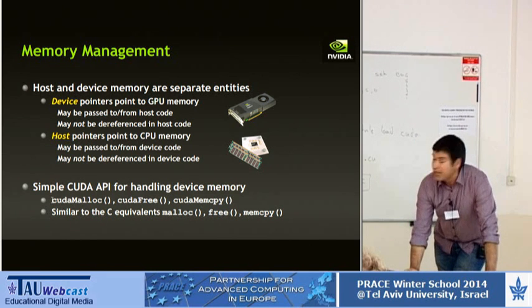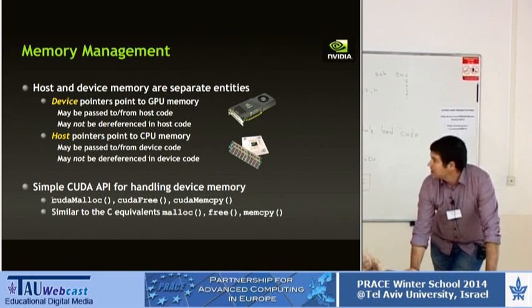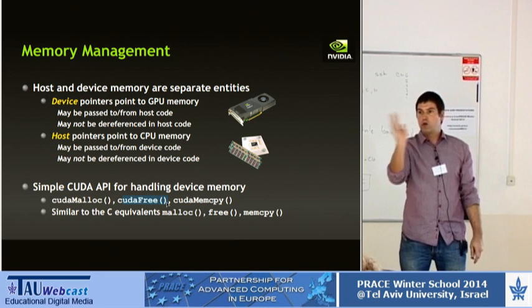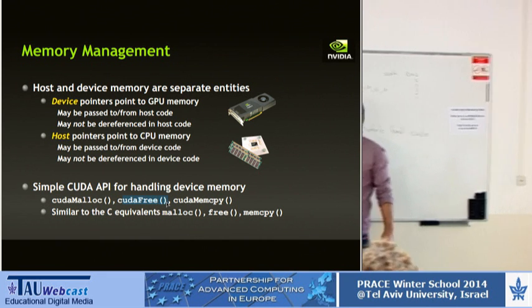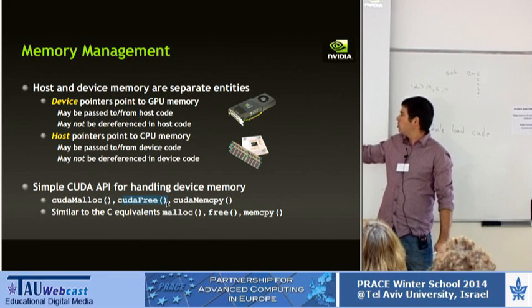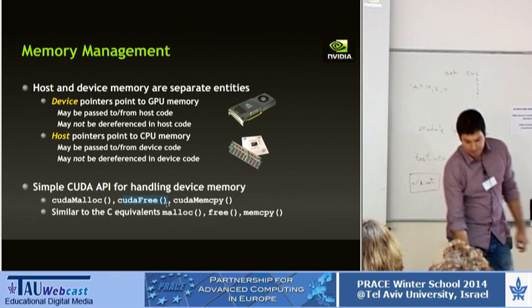There are CUDA APIs to deal with memory. Instead of doing malloc as you would on the host, there is cudaMalloc. Instead of free, there is cudaFree. Instead of memcpy that copies from host to host, you have a cudaMemcpy that copies from host to device, or from device to host, or from device to device. And then you can also free and etc.